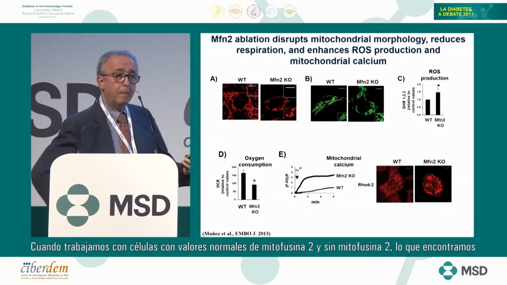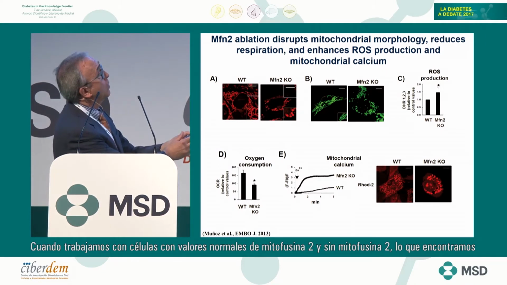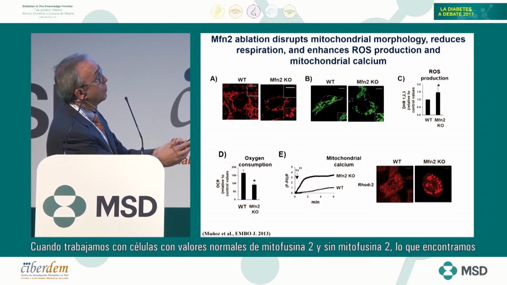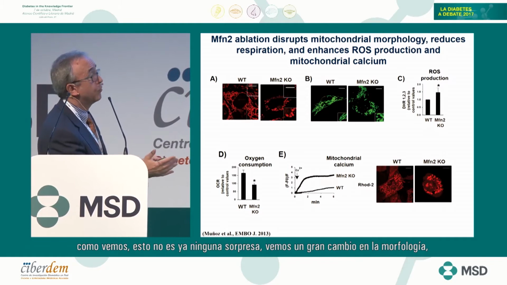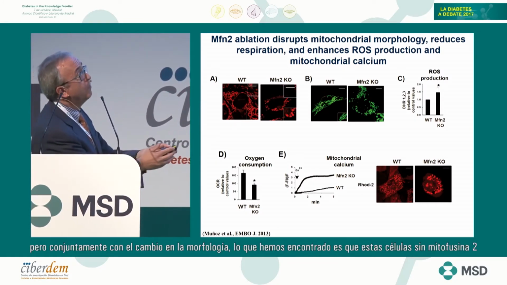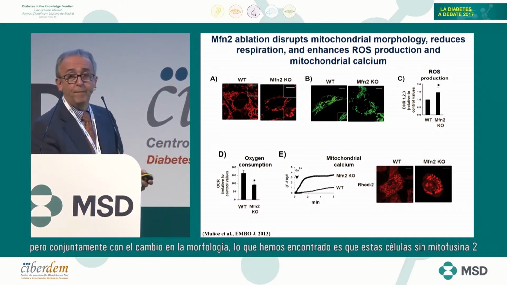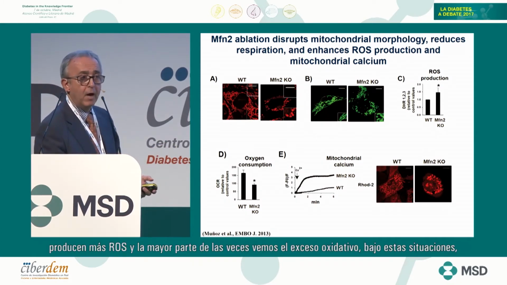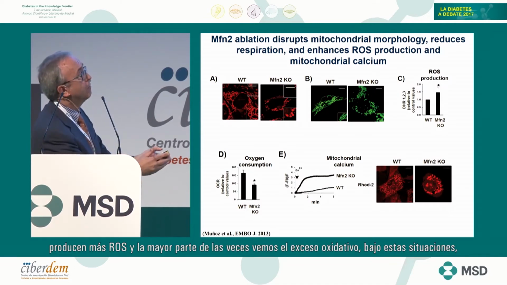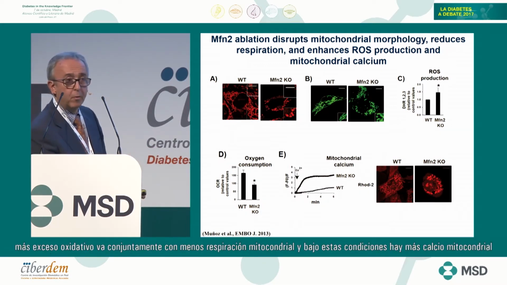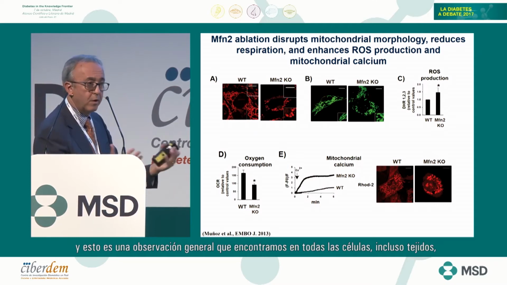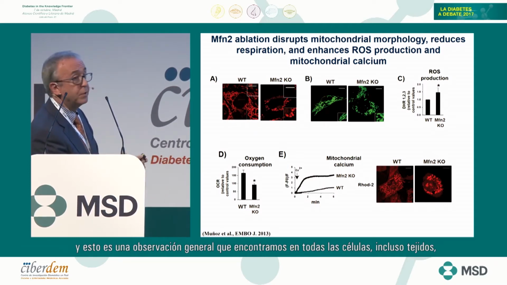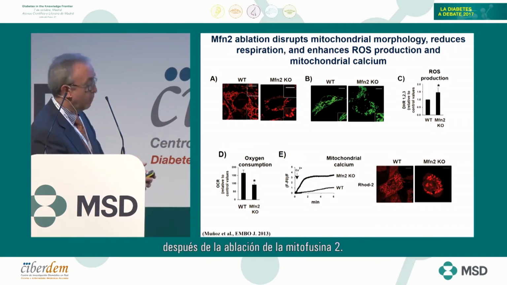So we wanted to analyze what the implications of this reduction were. When we work with cells with normal values of mitofusin 2 or with no mitofusin 2, what we find, as you say, is not a surprise anymore: a big change in morphology. But together with this change in morphology, these cells with no mitofusin 2 produce more ROS. And in fact, most of the time we find oxidative stress. Under these conditions, more oxidative stress goes together with less mitochondrial respiration, and there is more mitochondrial calcium. This is a general observation we find in every single cell, or even tissues, after ablation of mitofusin 2.